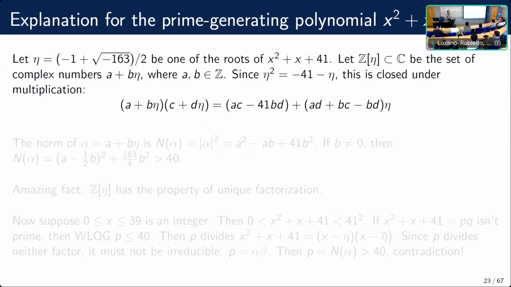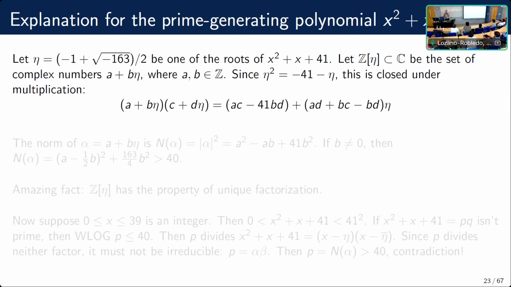So now I can start to give an explanation for this prime generating polynomial. So this is x squared plus x plus 41. What's special about this polynomial? Let's first extract a root of it. And I'm going to call that root eta. So here's one of the roots. It's called eta.